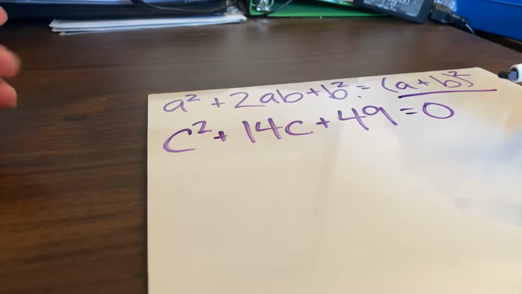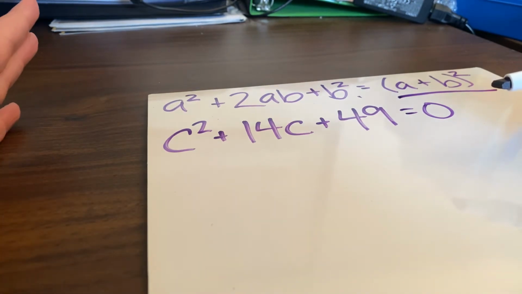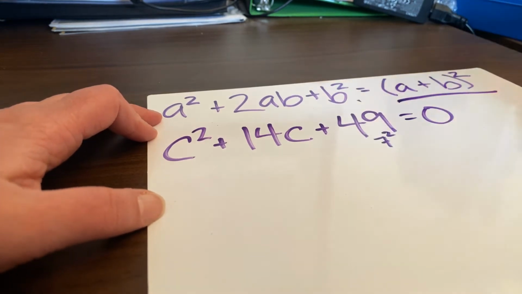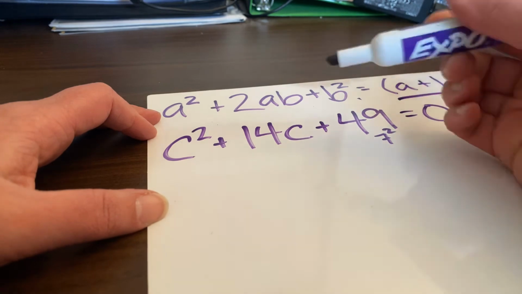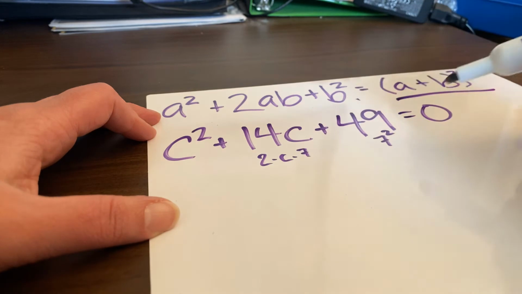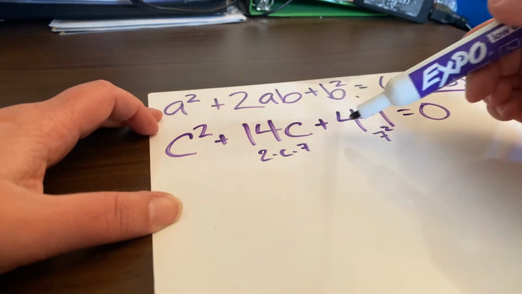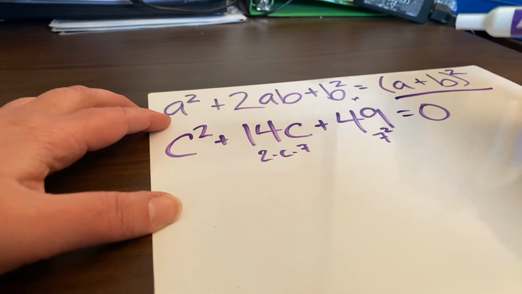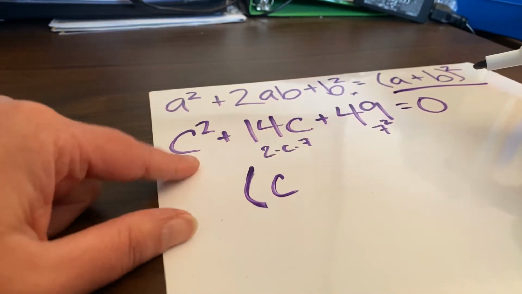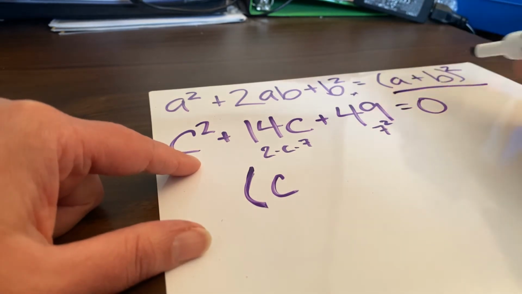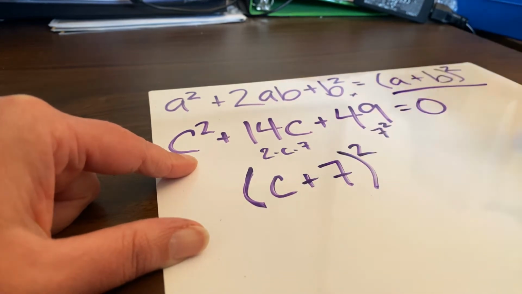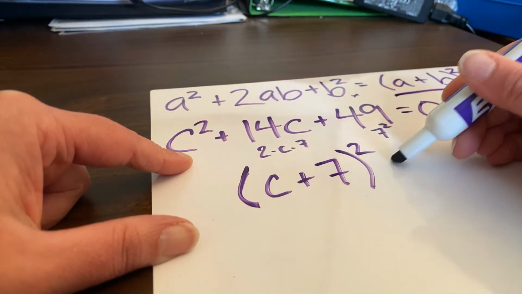Is c squared a perfect square? Yes, it is. What about 49? Yeah, that's just 7 squared, right? Is 14c, could you get that by doing 2 times c times 7? Yeah. This matches this pattern up here, okay? So we're going to factor it. We take the square root of the first term, that's the c, plus sign, square root of the 49 is just 7, and that's c plus 7, the quantity squared, is equal to 0.